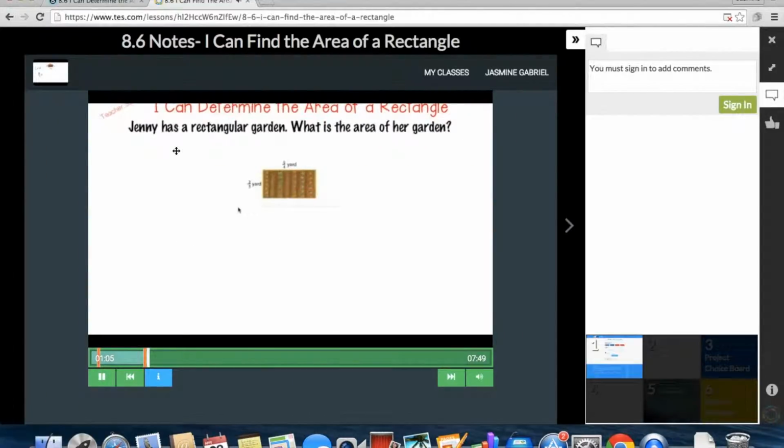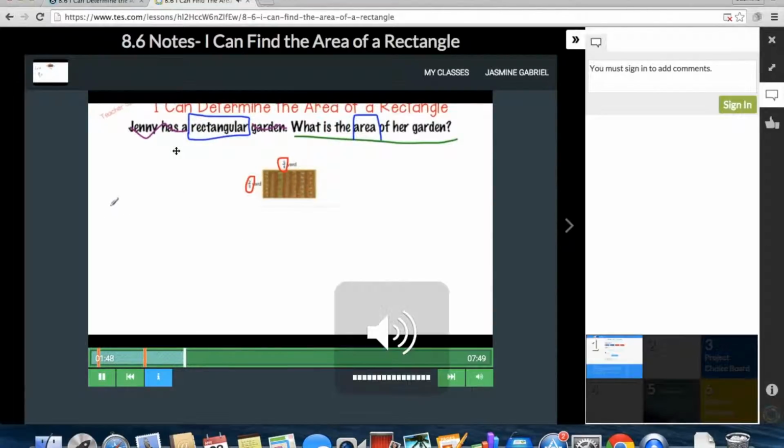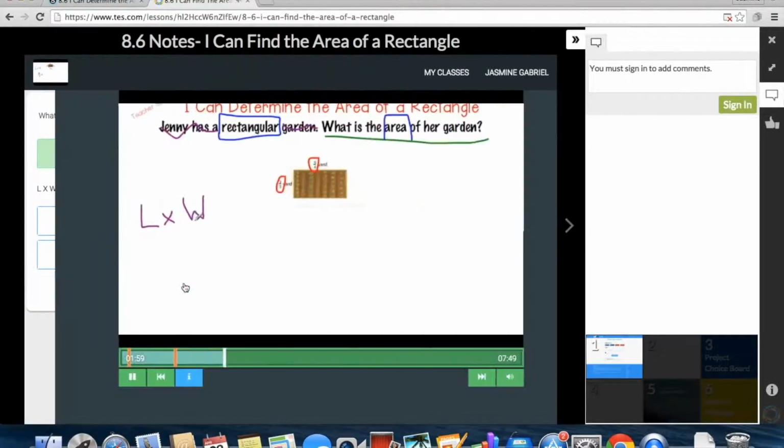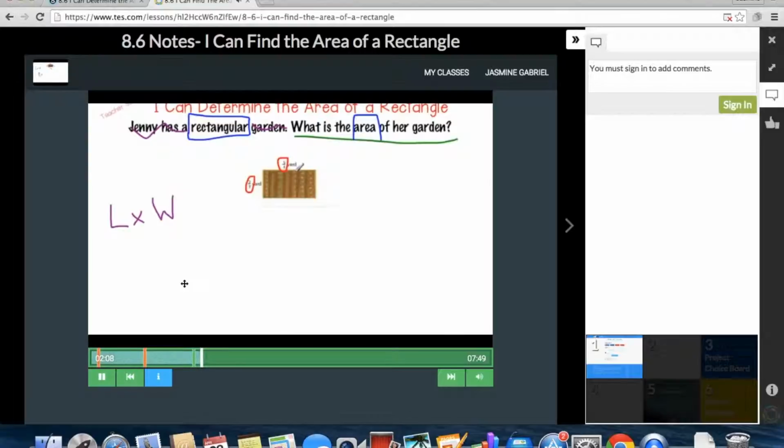And then she asked me to try to do the problem, which is what I did, and then she's now explaining how she did it and how we should do it, and that we should do it by length times width. Now she's explaining more about the problem, which really helps us to understand it, even if we get a question wrong.